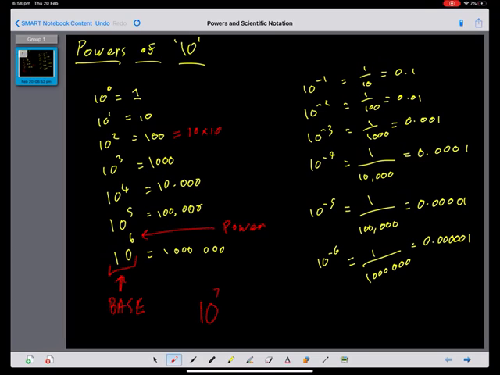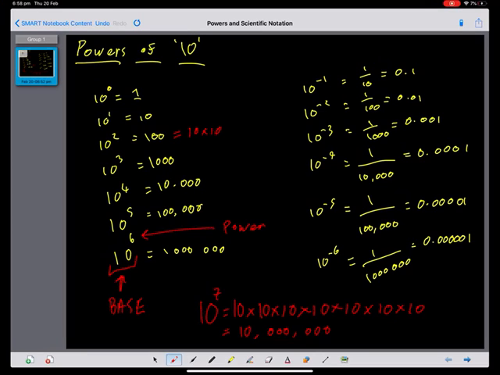10 to the 7, for example, will be 10 multiplied by itself 7 times, so that's 10 times 10 times 10 times 10 times 10 times 10 times 10. 1, 2, 3, 4, 5, 6, 7, which gives us 10 million.